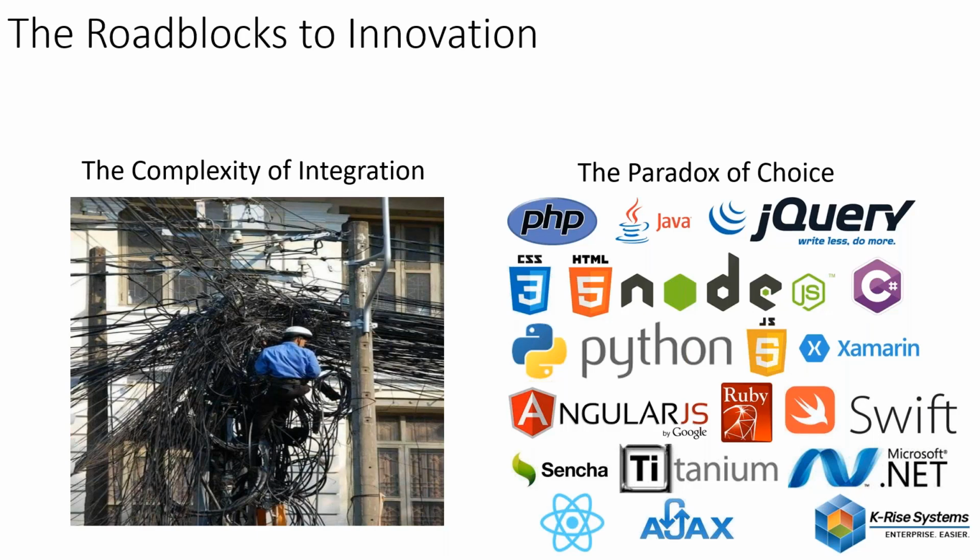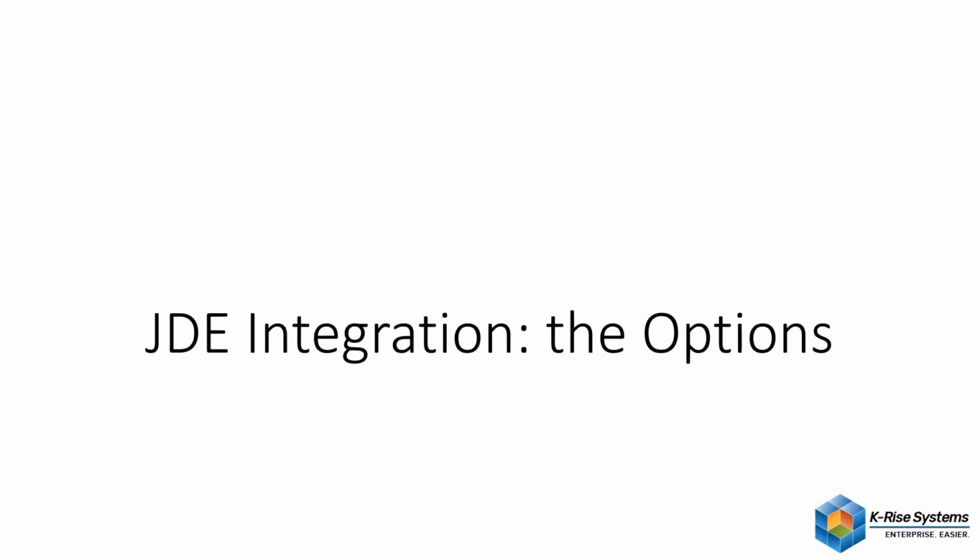So let's talk about those. We're going to talk about each individually, and we're going to start with the complexity of integration. And let's look at this from a JDE perspective. What are the options now for integrating to JD Edwards? Let's look at the pros and the cons of the three main ones that exist. We're going to talk about two today during the demonstration itself.